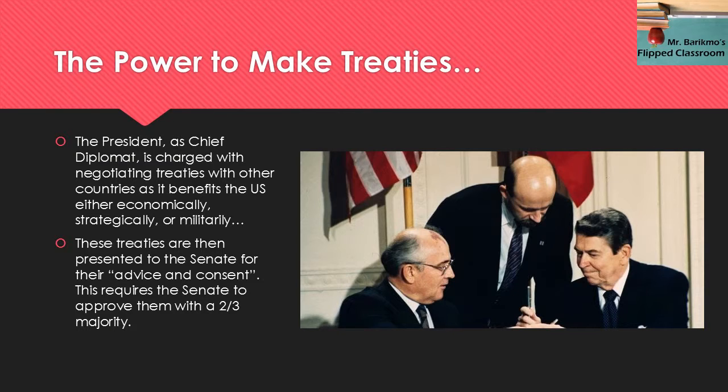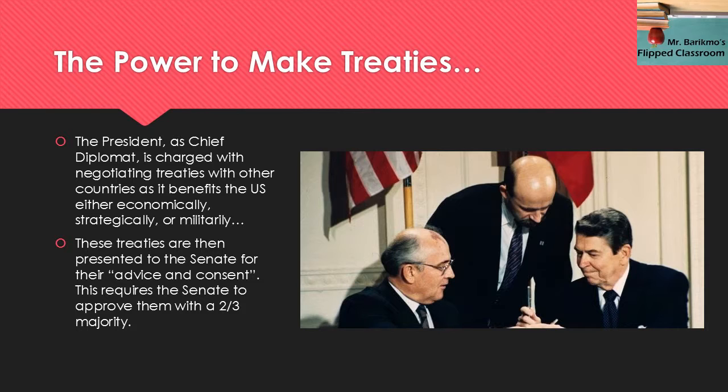When we talk about the power to make treaties, it's one of the president's pieces that he uses as chief diplomat, right? So as chief diplomat, you have to negotiate treaties with other countries as it benefits the United States economically, strategically, or militarily. The job of the president is to ensure that our interests are represented in those negotiations. They might be bilateral negotiations between us and another country. They might be trilateral with three, whatever the case is, multilateral, where you've got a lot of different forces in play. But the president, as chief diplomat, is charged with negotiating those treaties.